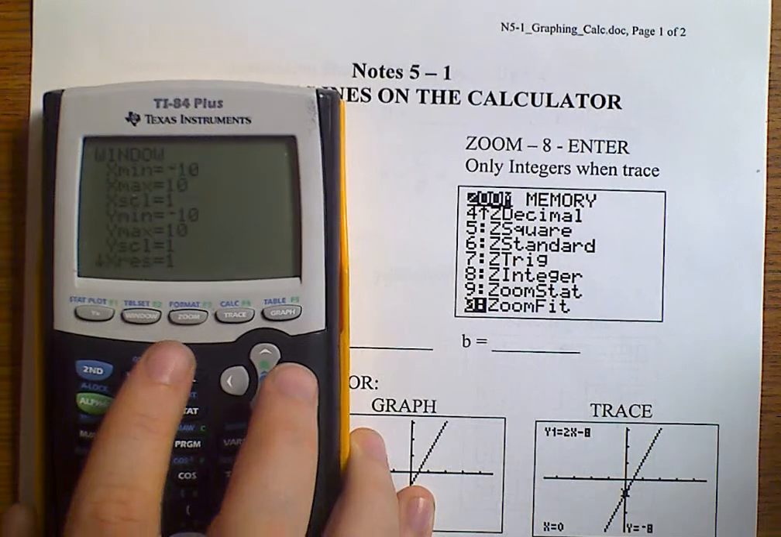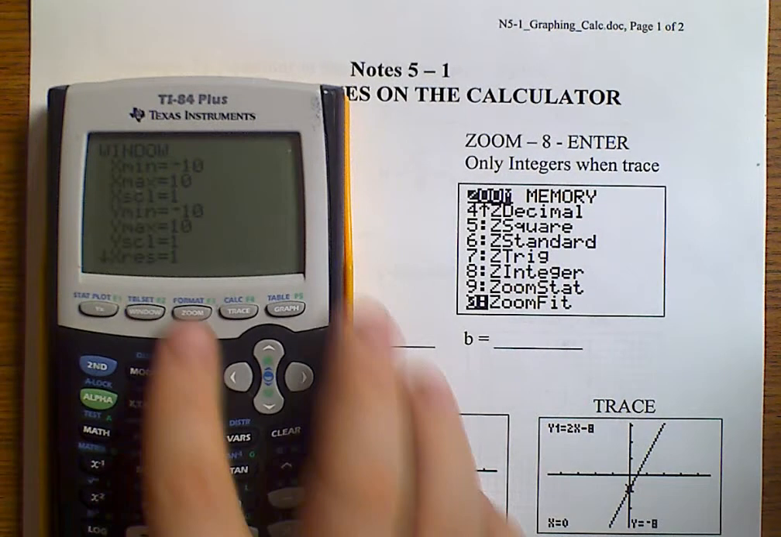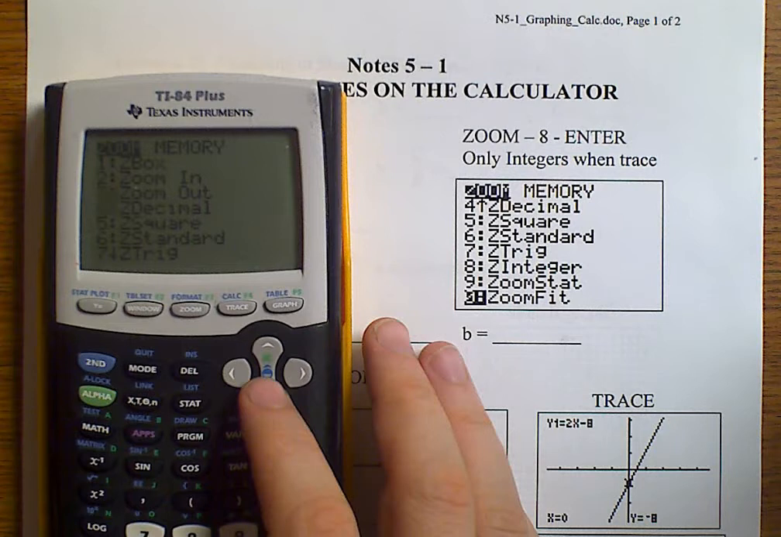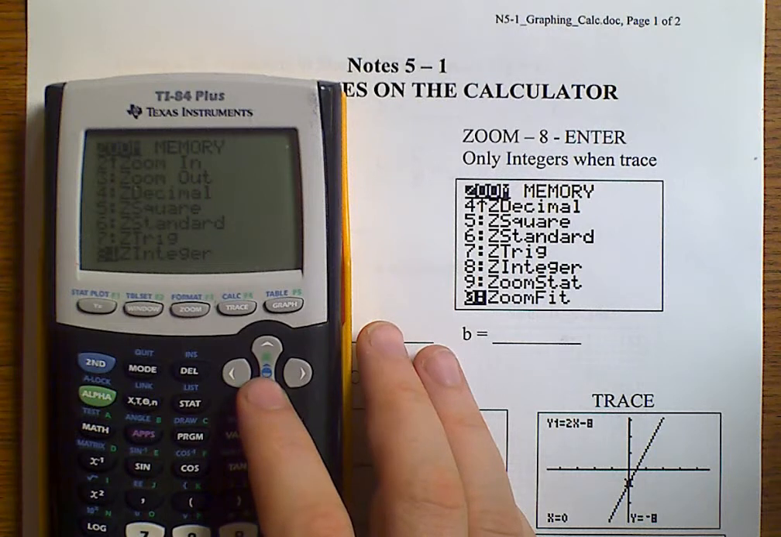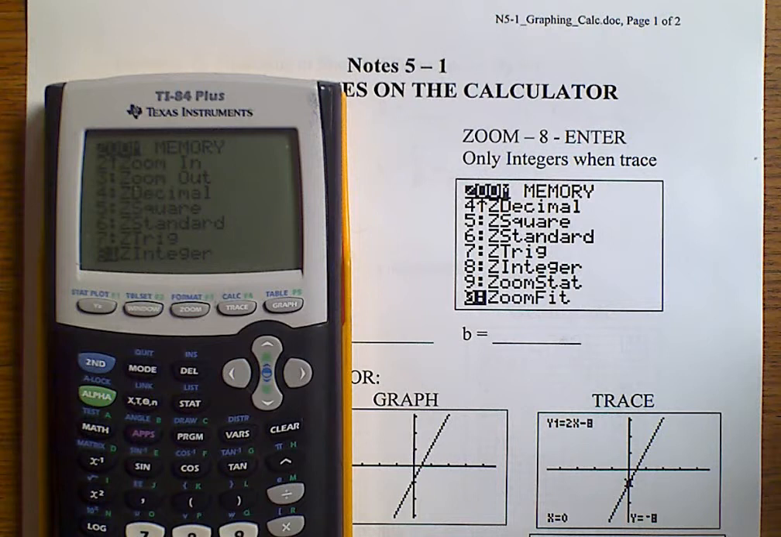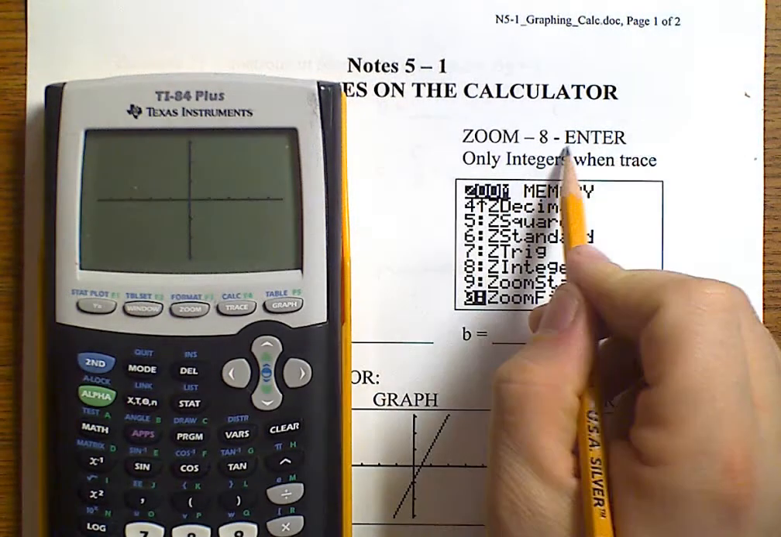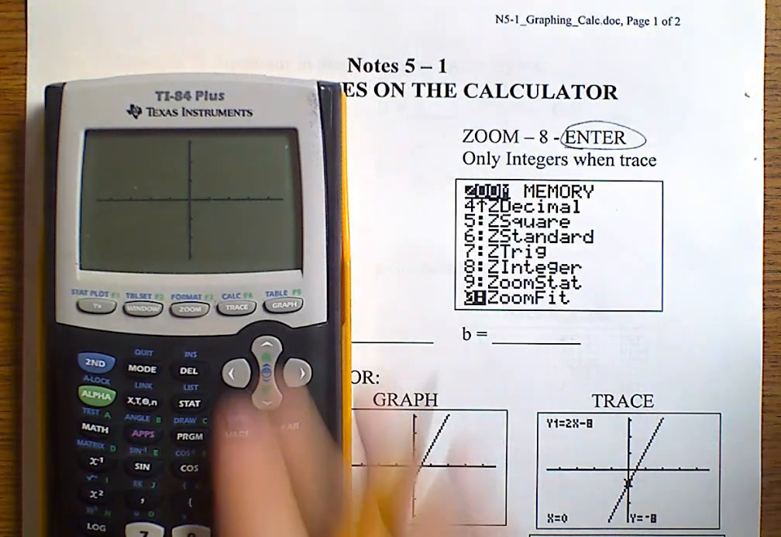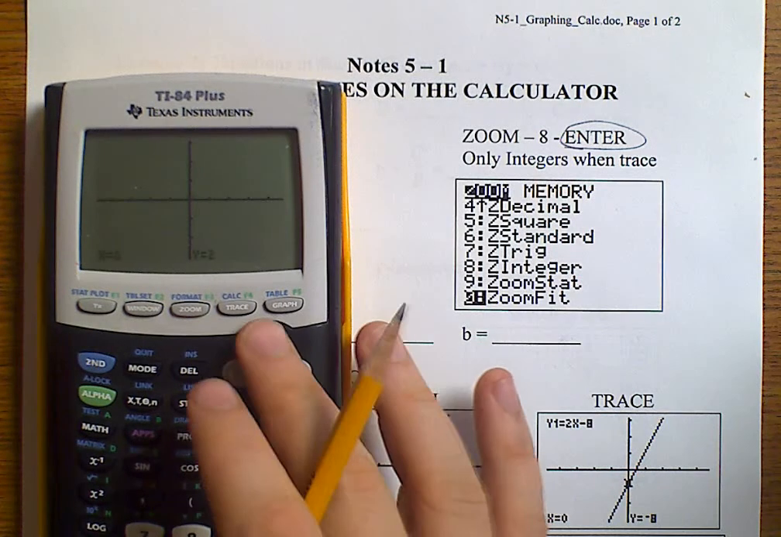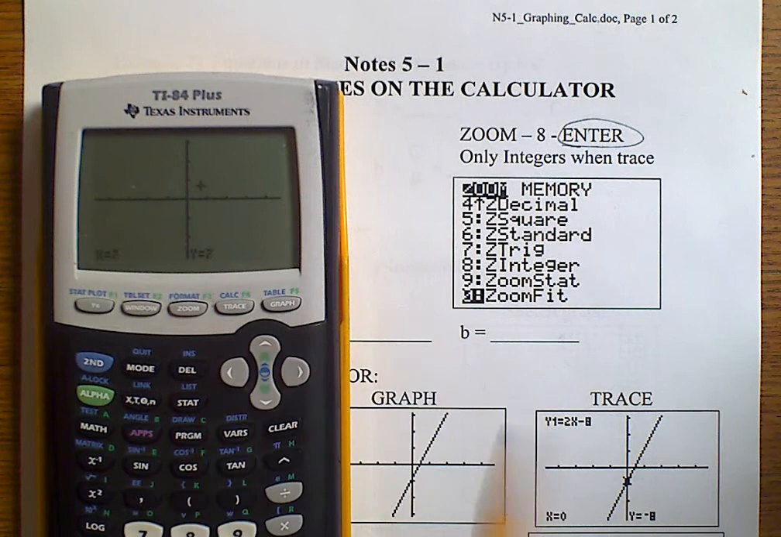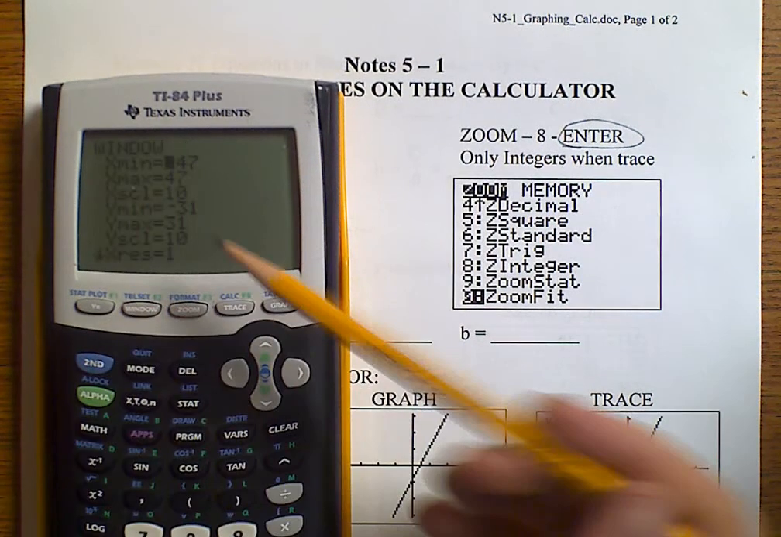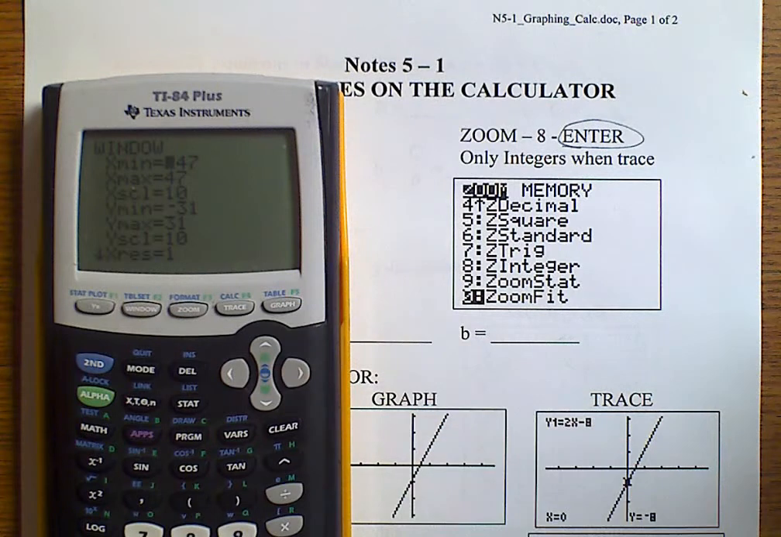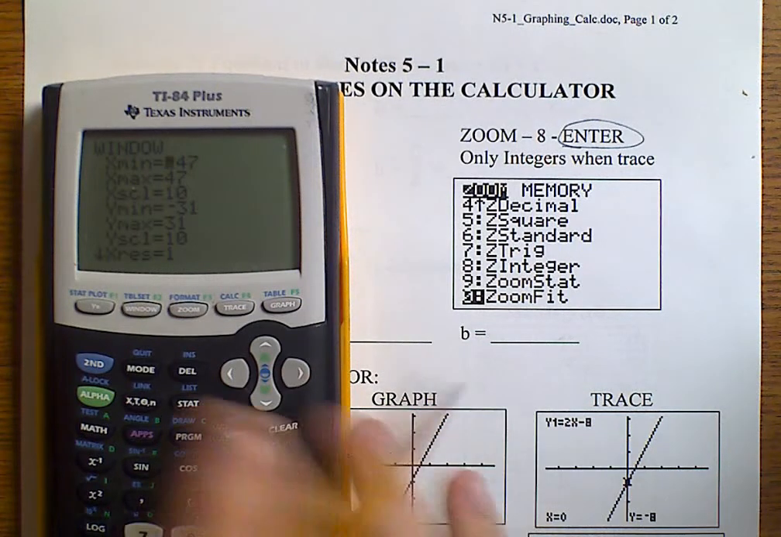So we go back to Zoom, and again we can scroll down to 8 and hit Enter, or we can just type 8 on the calculator. Now this doesn't do anything until you hit Enter, and then you'll move. You have to hit Enter on this. Now this one is set up so that all you see are integers. And if we go to the window, it shows us some awkward numbers based on our pixels. So Zoom 6, Zoom 8, they're your friends.